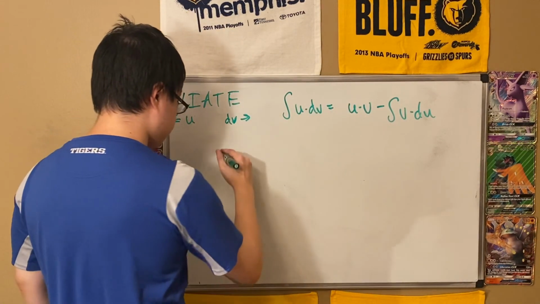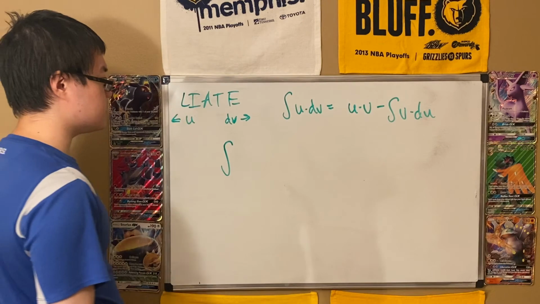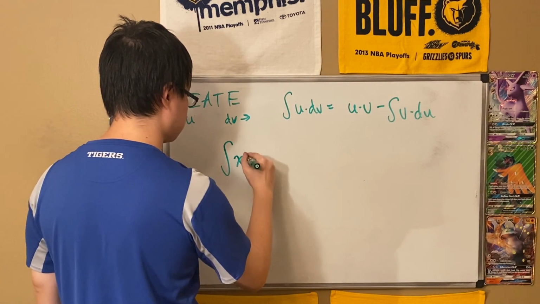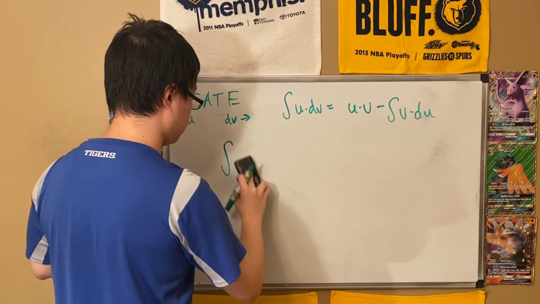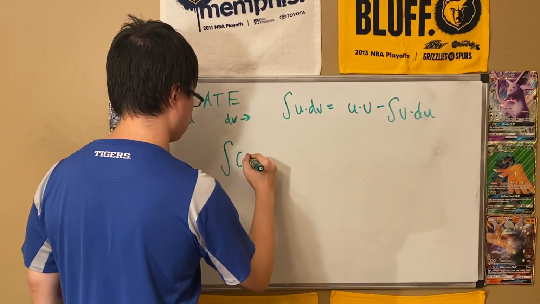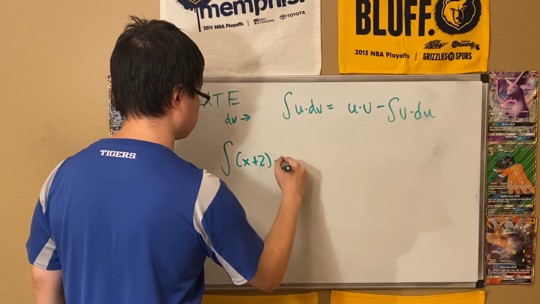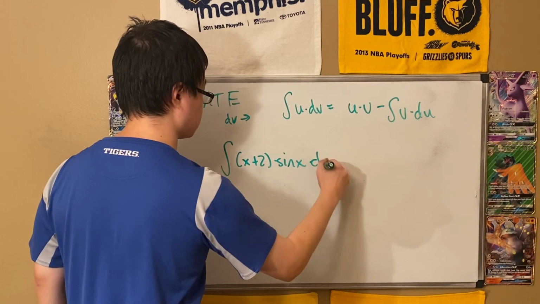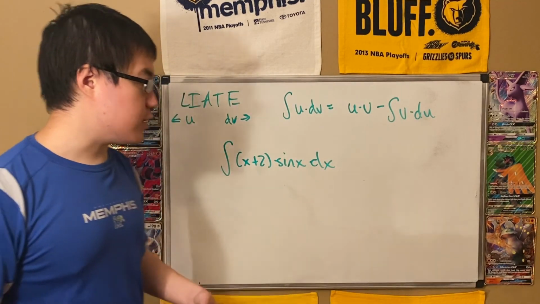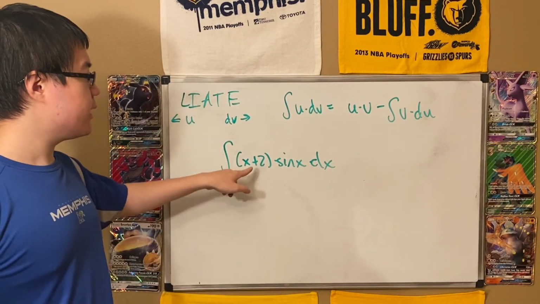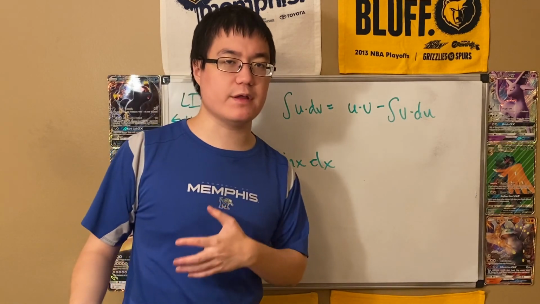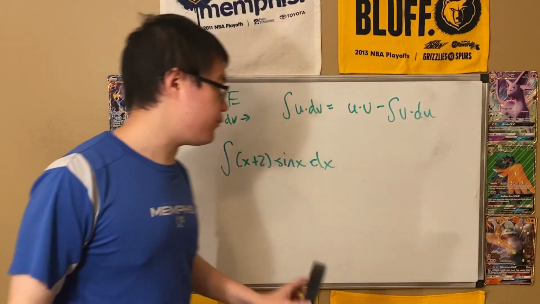So in this case, we're going to start off with a fairly easy question. Let's start off with x times sine x. Actually, let's make it slightly harder. Let's make it x plus 2 times sine x times dx, of course. So this is our first question. So first off, we recognize that it's integration by parts because it's the product of two things that have nothing to do with each other, so they can't be a u sub.